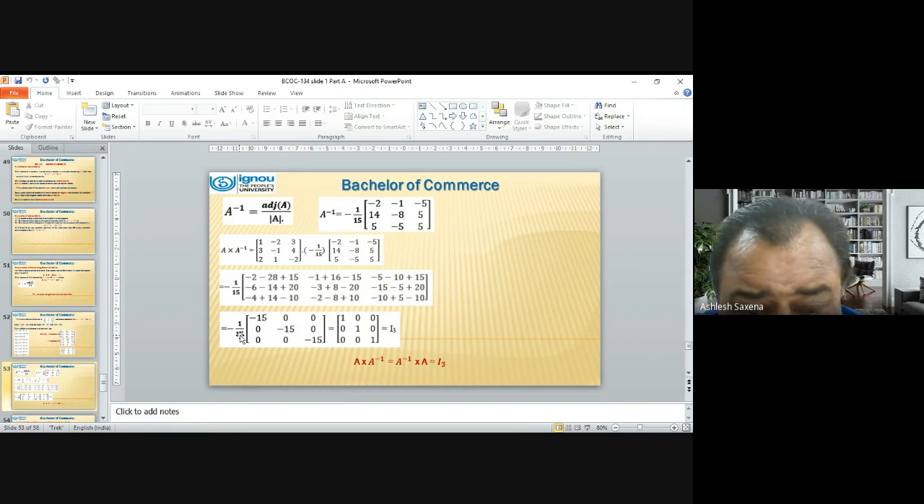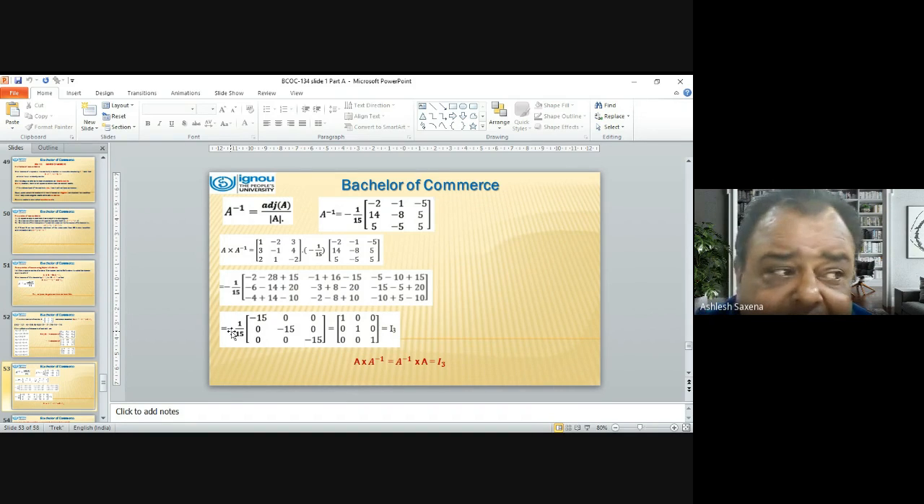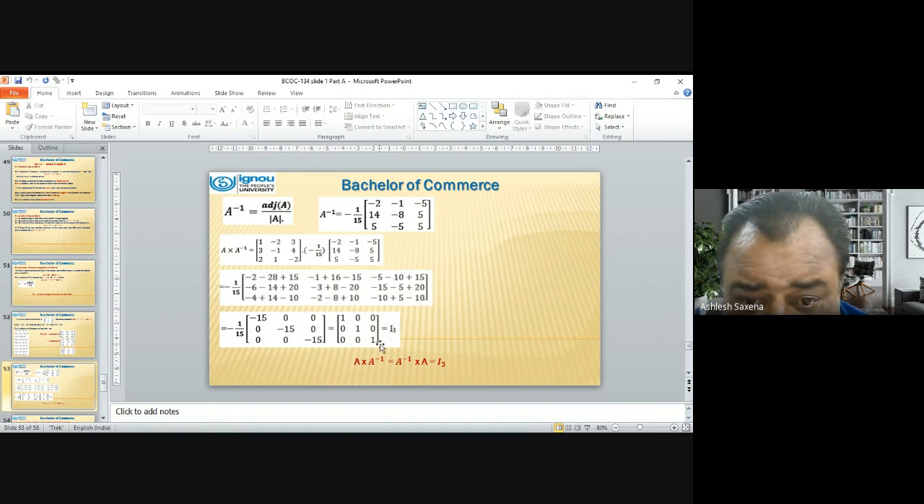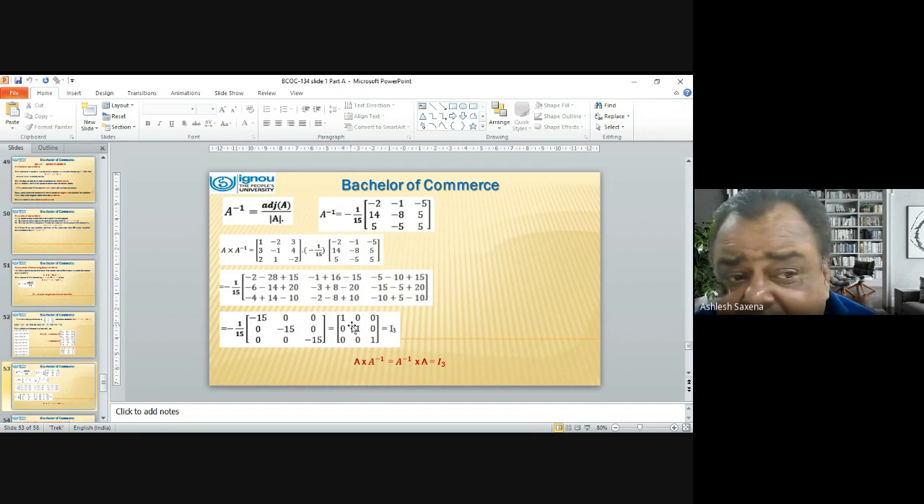Minus 15 by 15, and this minus will make 1. This is 1. After taking minus 15 out, you will be left with this. This is I3. This is what I told you. It will be an identity matrix of order 3. There will be elements in the diagonal only, and there we will be having 3 ones in that diagonal.